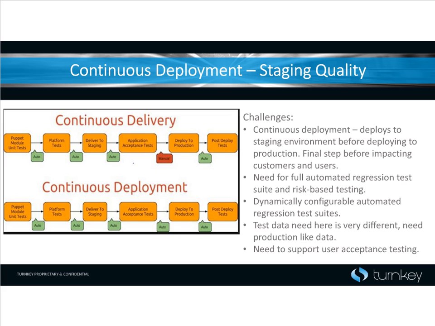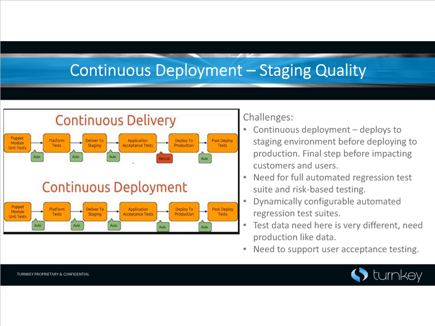You need production-like data. Although use of production data, and we'll talk about this downstream, isn't necessarily recommended, the ability to provision data, subset, mask, and use synthetic data so that you don't expose critical, secure information is very, very important. And of course, this is the end stage, so you need to support any and all types of user acceptance testing in this continuous deployment phase.